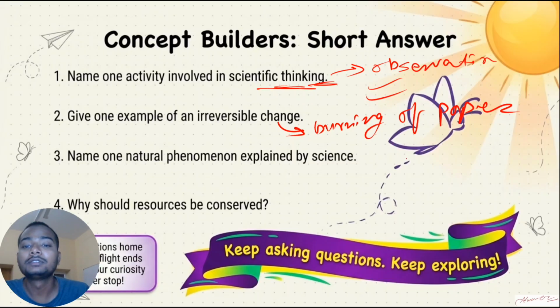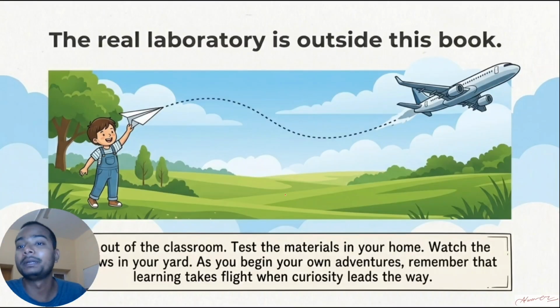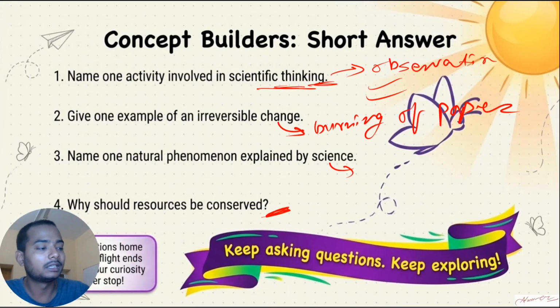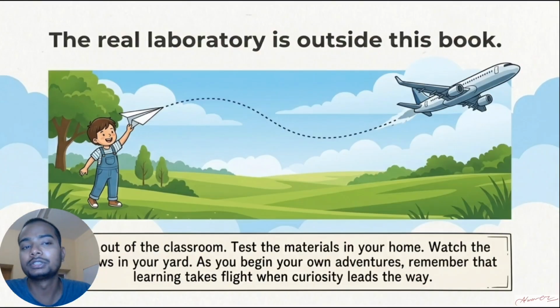Name one natural phenomenon explained by science. For example, the growing of plants could be explained. Why should resources be conserved? Because they can be used for future generations. That's what we talk about, sustainable development. Clear? So we complete our session, and there are a lot of questions in your NCERT textbook that you try to do by yourself.